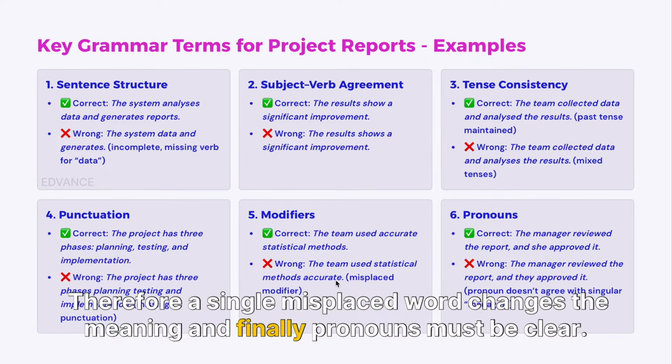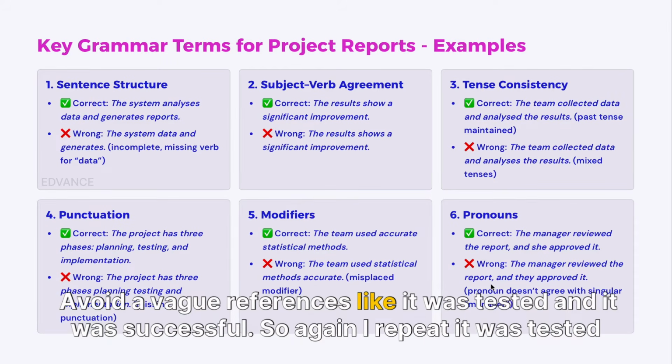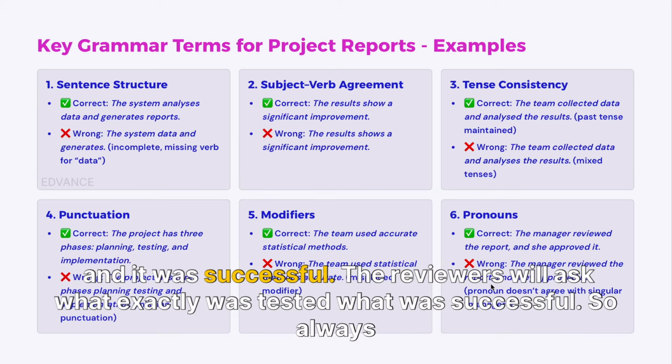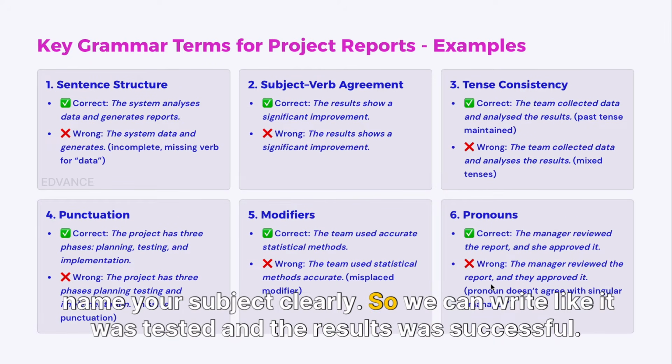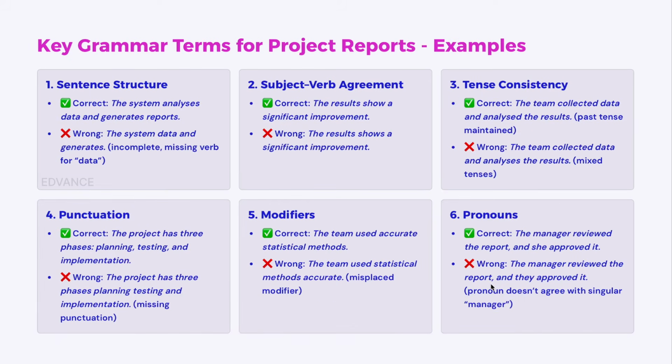And finally, pronouns must be clear. Avoid vague references like it was tested and it was successful. So again I repeat, it was tested and it was successful. The reviewers will ask what exactly was tested, what was successful. So always name your subject clearly. So we can write like it was tested and the results were successful.